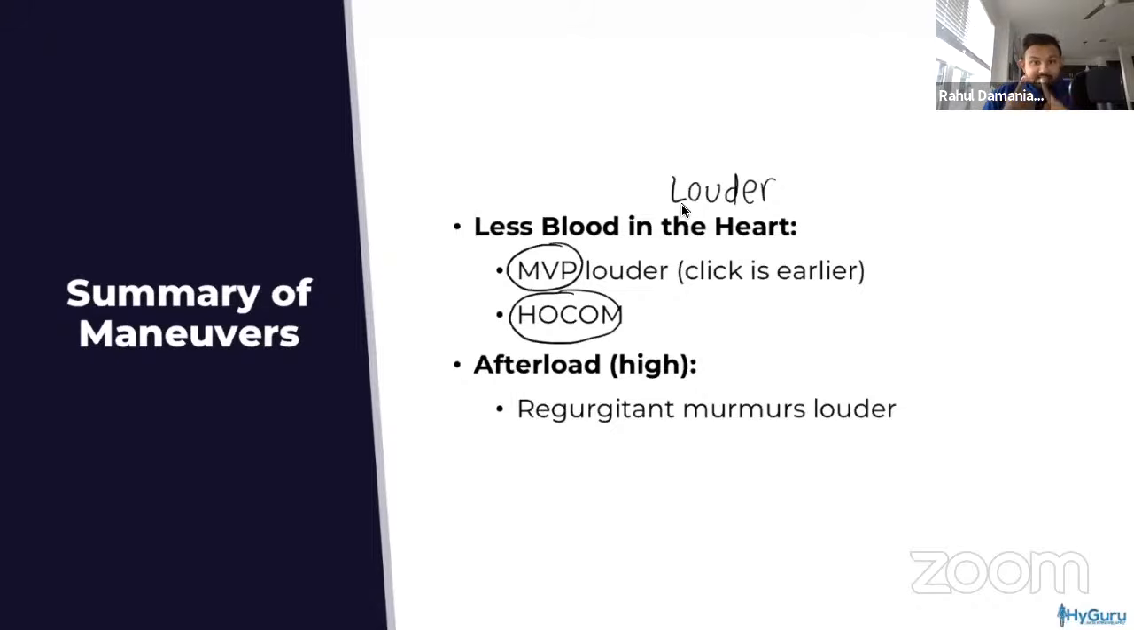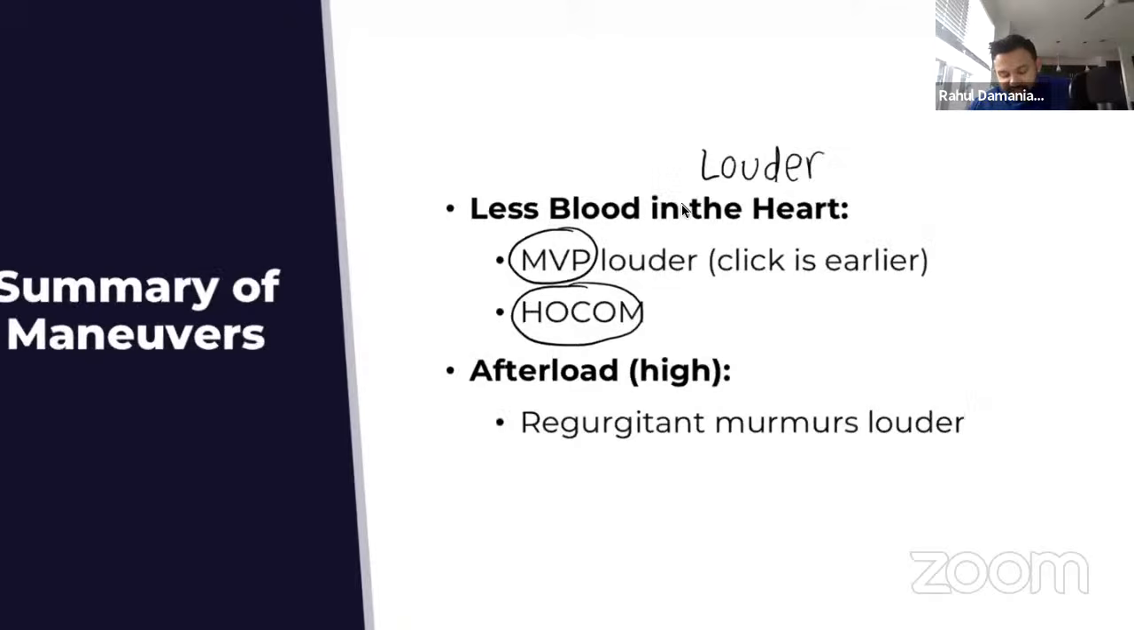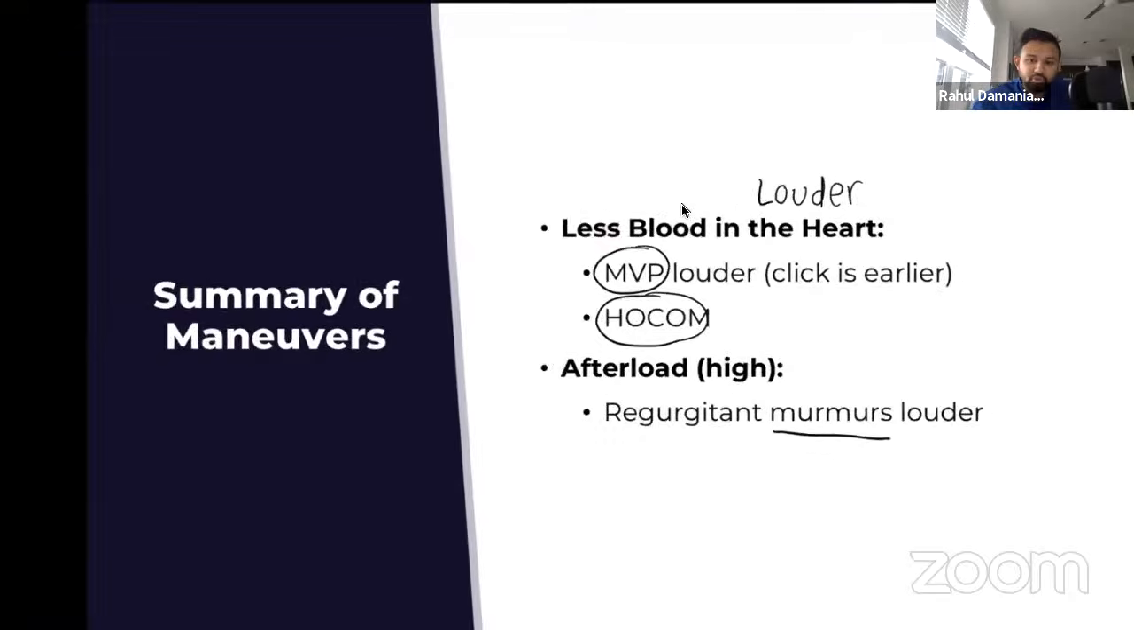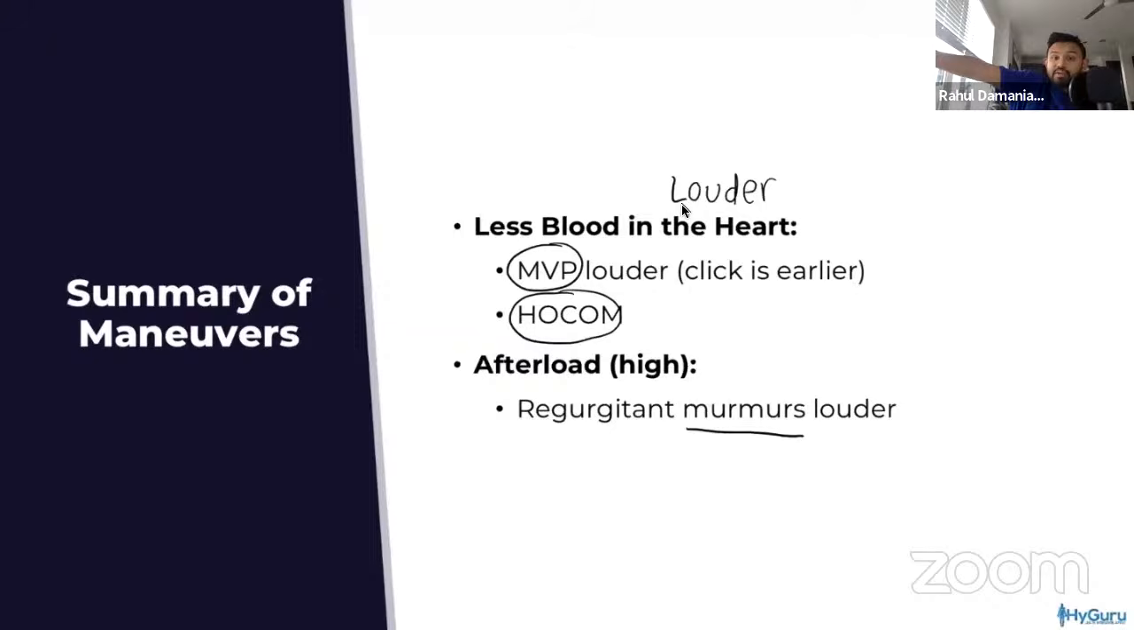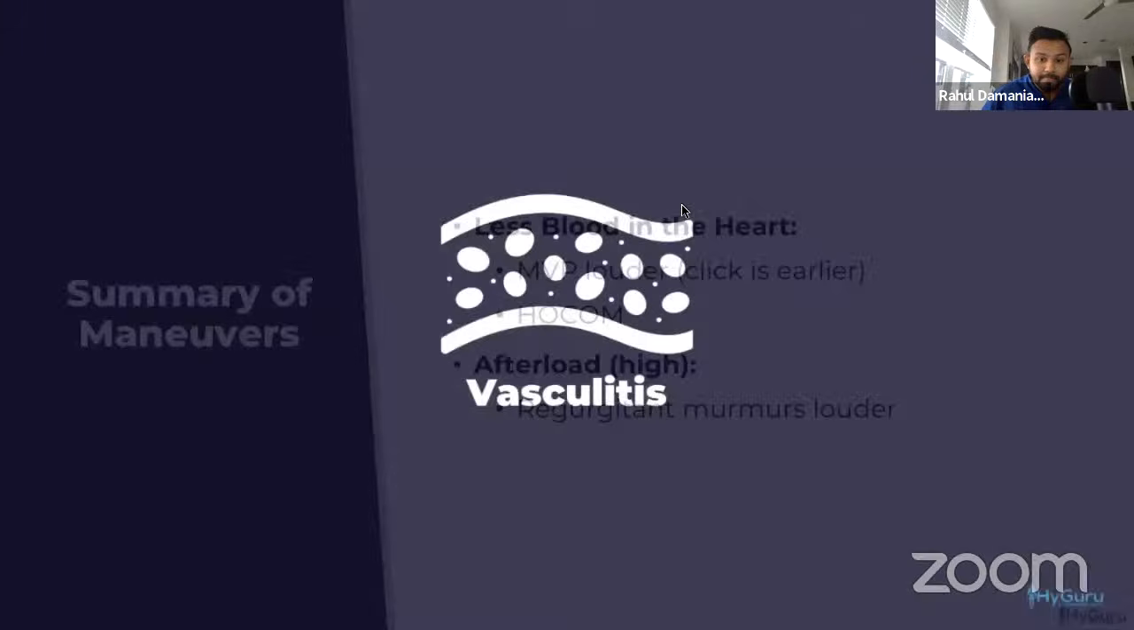Well, things such as Valsalva, which increases your intrathoracic pressure, and thus you're going to decrease your preload, as well as standing. Regurgitant murmurs are going to be louder, such as aortic regurgitation, mitral regurgitation, when you have increased afterload, such as via hand grip. So these are the take-home summaries, but I encourage you to review the whole concept as well.